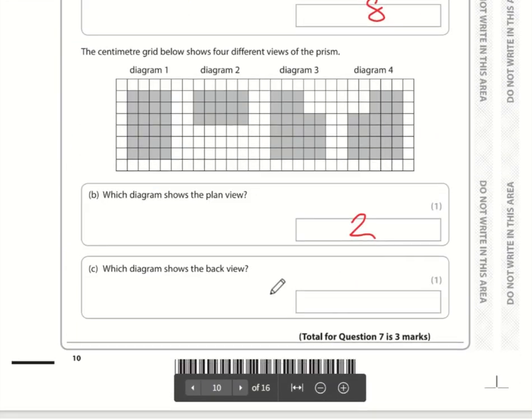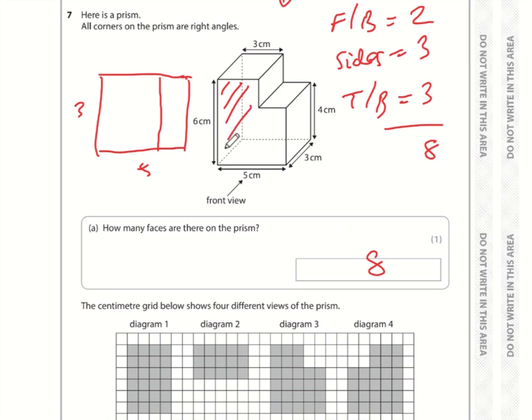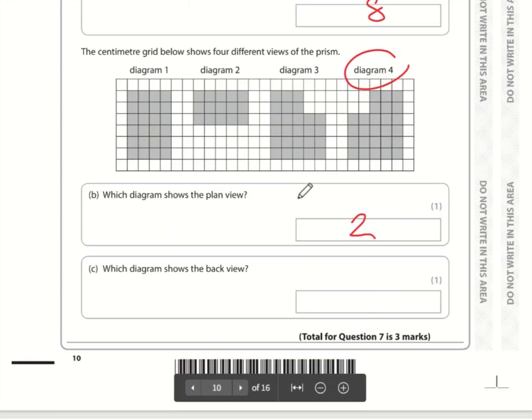Okay, so C is showing from the back view. Now, if we're looking at the front view, then we are just going to see this face here, which would look like so. So from the back, we will see it the other way around. So the back view will look like that, and we can see that that is diagram 4.